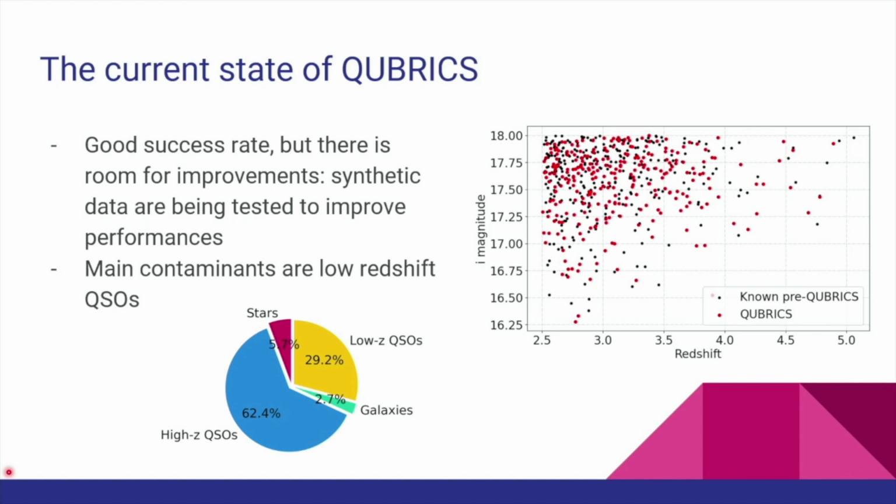As you can see from the pie chart below, after our runs, we found that low redshift quasars are the main contaminants for our survey, while we are able to reliably exclude stars and galaxies. In general, we find a good success rate, but there is obviously room for improvements. And we are currently testing synthetic data to avoid overfitting that can be caused by the skewed redshift distribution, and hopefully improve on the completeness side of the survey.